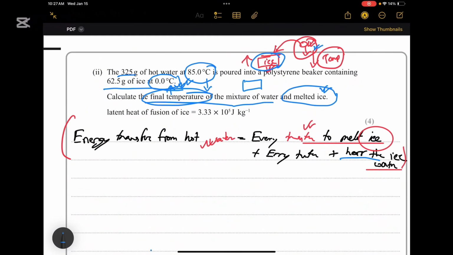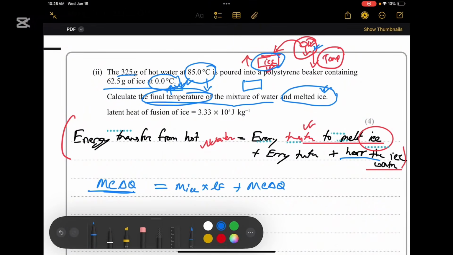So we can write the formula as mcΔθ equals, first of all, the energy used to melt the ice. The formula for melting is the mass of the ice times the latent heat of fusion, which is mL_f, plus the energy that was also used to heat the ice water, so mcΔθ. So here, let's do the math.